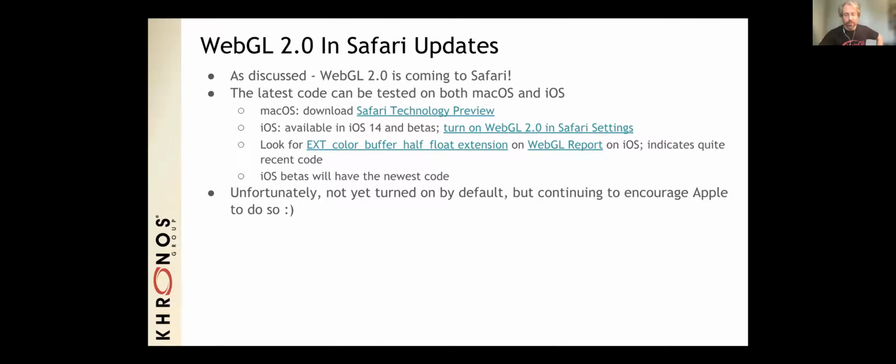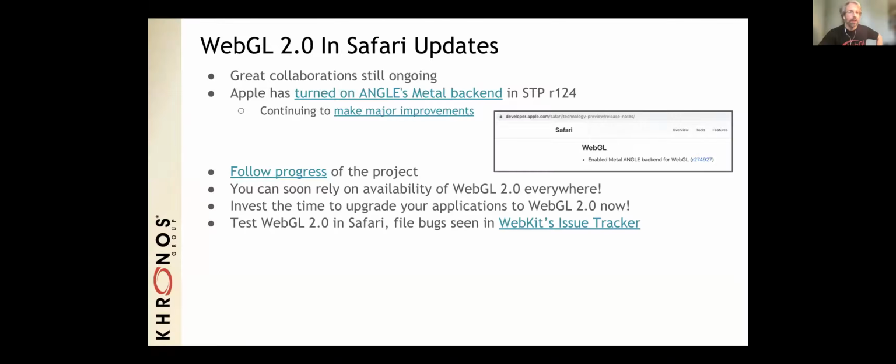Now, unfortunately, this isn't turned on by default yet, but we're continuing to encourage Apple to do so. It is totally safe, by the way, to browse the web with WebGL 2 turned on in the Safari advanced settings. It's fully validated, so no worries there. There are great collaborations still ongoing in this area. Apple has just turned on ANGLE's Metal backend in Safari Technology Preview revision 124, and they're continuing to make major improvements in that area toward full compatibility. You can follow progress of the project on the issue tracker, and basically you can rely on availability of WebGL 2 everywhere very soon. So do invest the time to upgrade your applications now, test WebGL 2 in Safari, and file any bugs that you see on WebKit's issue tracker, and we'll collectively take a look.